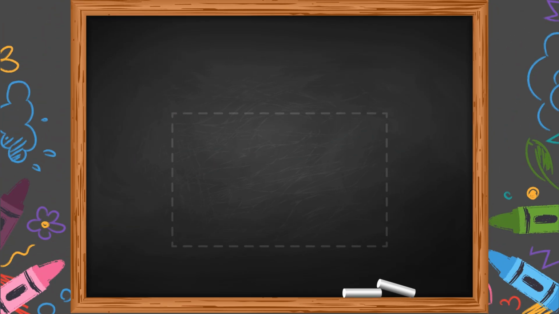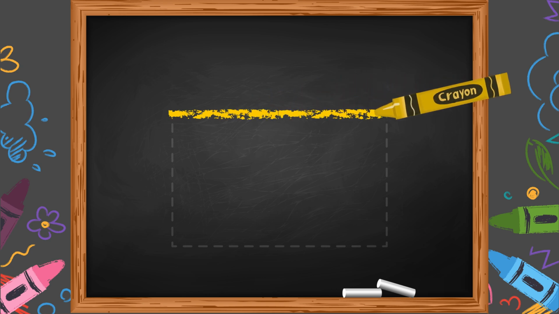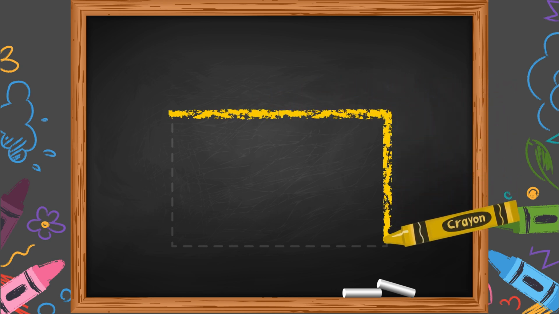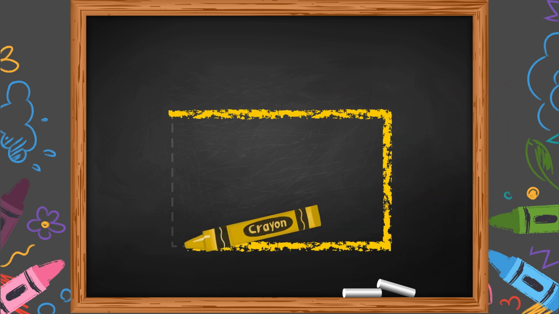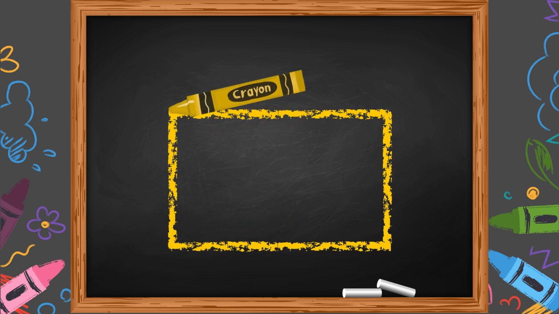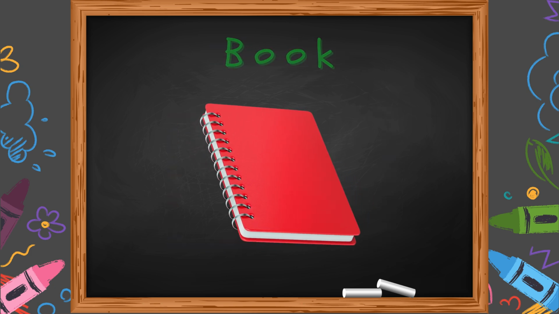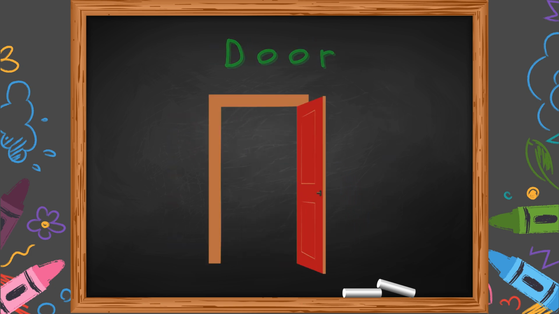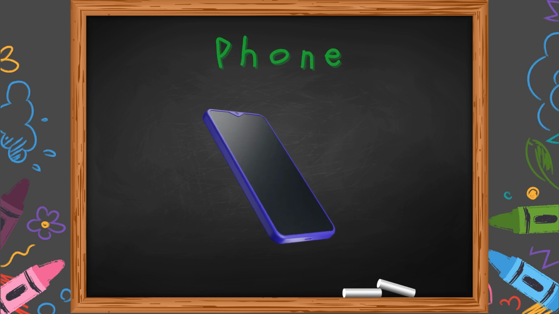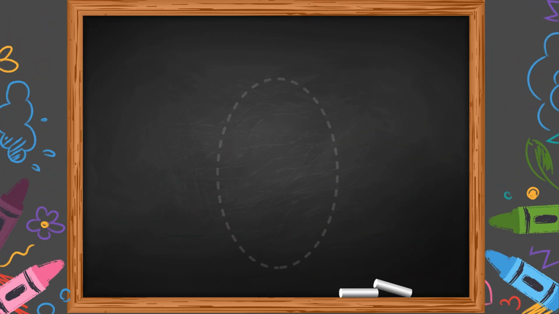Time for a rectangle. Start at the top left. Go across the top. Then down the side. Now across the bottom. And back up. That was fun! Rectangles are like books, doors, and phones.